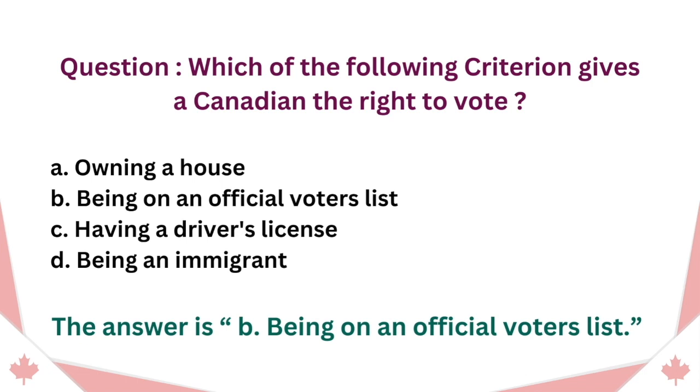Question. Which of the following criterion gives a Canadian the right to vote? A, owning a house. B, being on an official voters list. C, having a driver's license. D, being an immigrant. The answer is B, being on an official voters list.